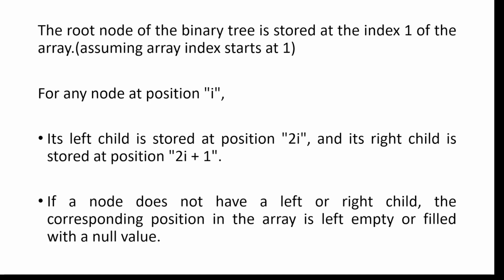If it is the normal case, when the index starts at 0, for any node at position i, the left child will be at 2i plus 1 and the right child will be at 2i plus 2. If a node does not have a left or right child, the corresponding position in the array is left empty or filled with a null value.